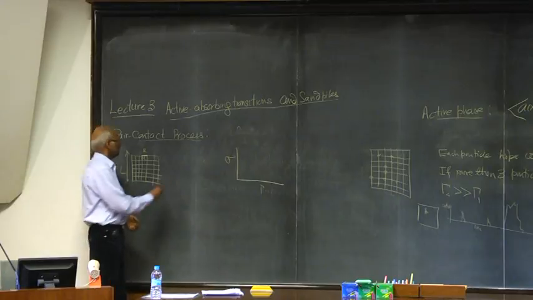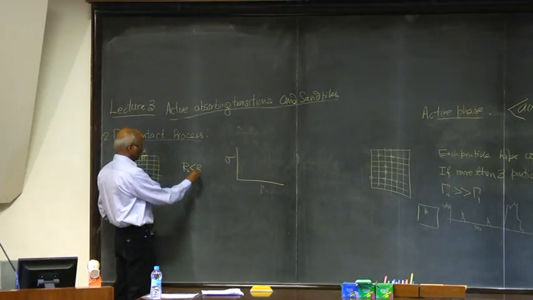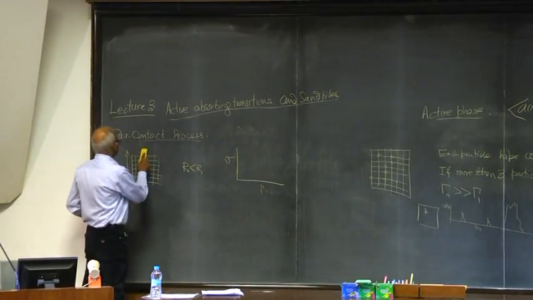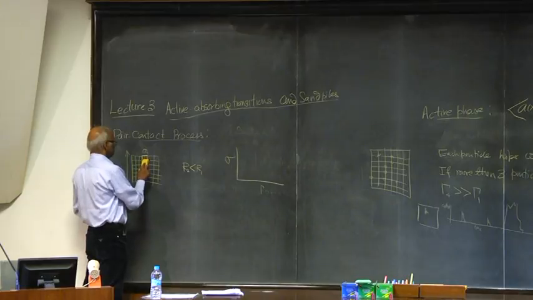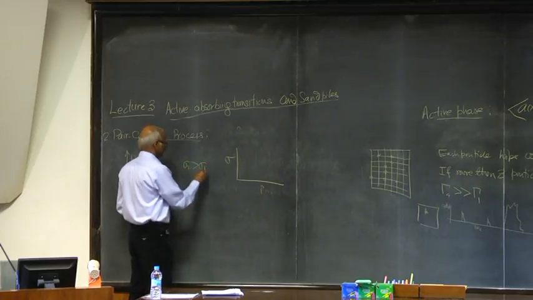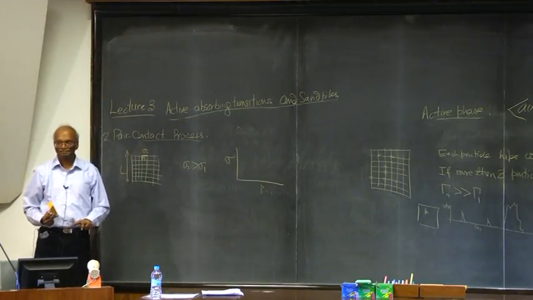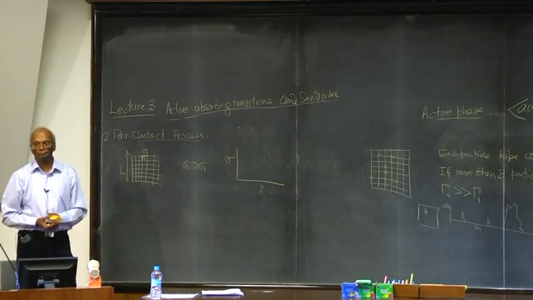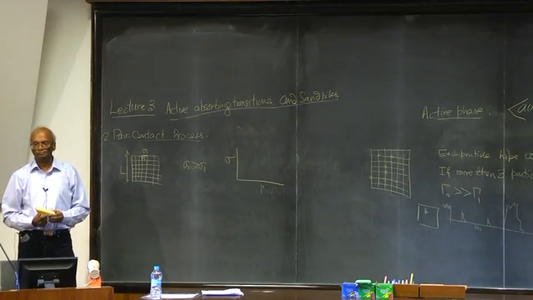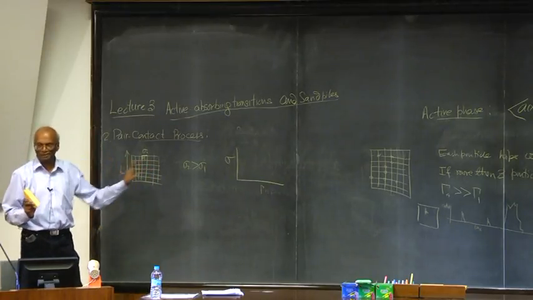Let us take R2 is less than R1. But maybe I should work with conductances instead of resistances. So this conductance is sigma 1 and this conductance is sigma 2, and sigma 2 is greater than sigma 1. So p is the probability of sigma 1. If not sigma 1, the other one is sigma 2. There are only two possible values of resistances. All bonds are equivalent; there is no anisotropy in the direction here.